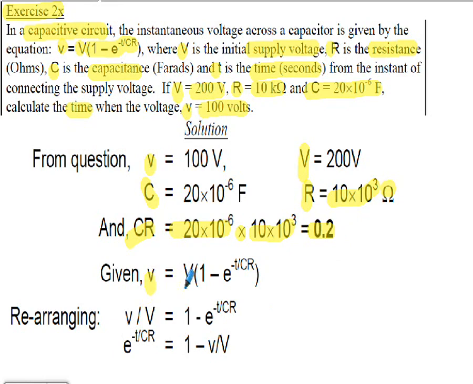So given little v is equal to the big V multiplied by 1 minus e to the minus t divided by CR, I'm going to rearrange my equation now to make the exponential term the subject. So dividing both sides by big V, on the next line I get little v divided by big V is equal to 1 minus e to the minus t divided by CR. On the next line I've added e to the minus t divided by CR to both sides to get it positive on the left hand side, and I've taken away little v divided by big V to get it over onto the right hand side, but it's now negative. So I've got my expression e to the minus t divided by CR is equal to 1 minus little v divided by big V. I've now got my exponential term on its own on one side of the equation, and it's positive.